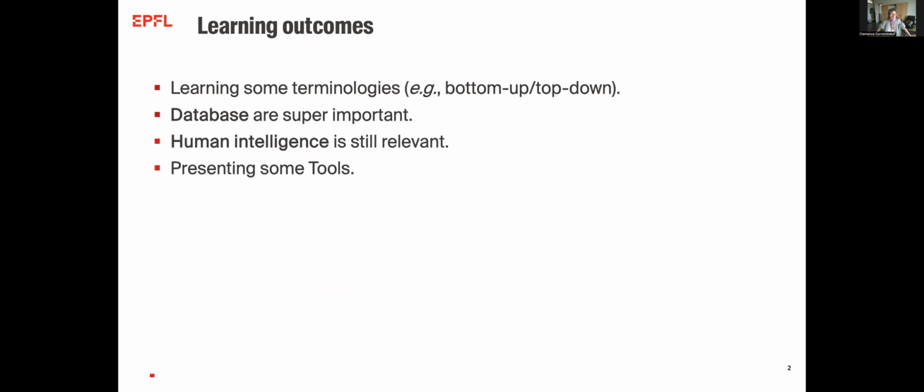So just a few learning outcomes that I would like you to remember at the end of this talk. When I was a student, I actually had no clue about what bottom up and top down meant, even if I heard a lot about this terminology. So I hope you will understand it a little bit better in case you're not familiar with it.